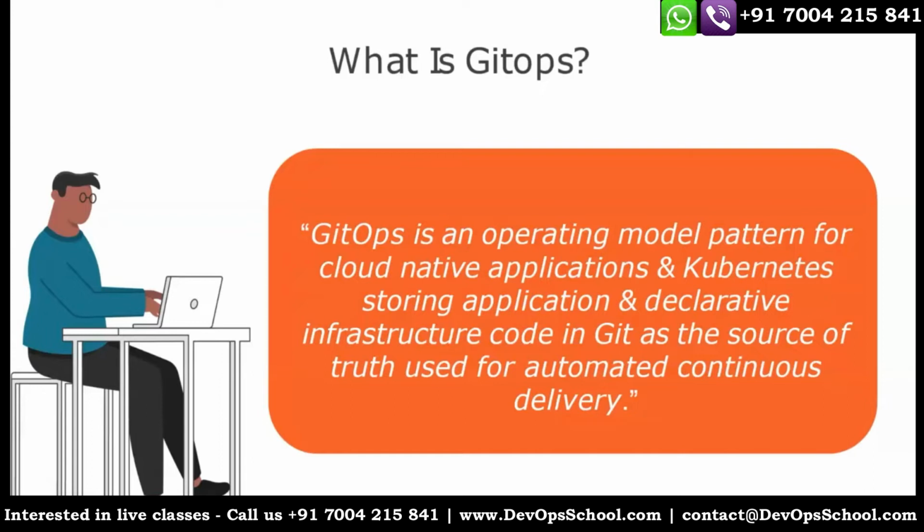So a cloud native application always uses a declarative language to define any configuration. Declarative language means something like YAML. Earlier we had compiled languages, then interpreted languages, and now we have declarative languages. So for cloud native, all applications use certain criteria to be supported as cloud native. So GitOps is an operating model pattern for cloud native applications and Kubernetes, storing application and declarative infrastructure code in Git as a source of truth used for automated continuous delivery.